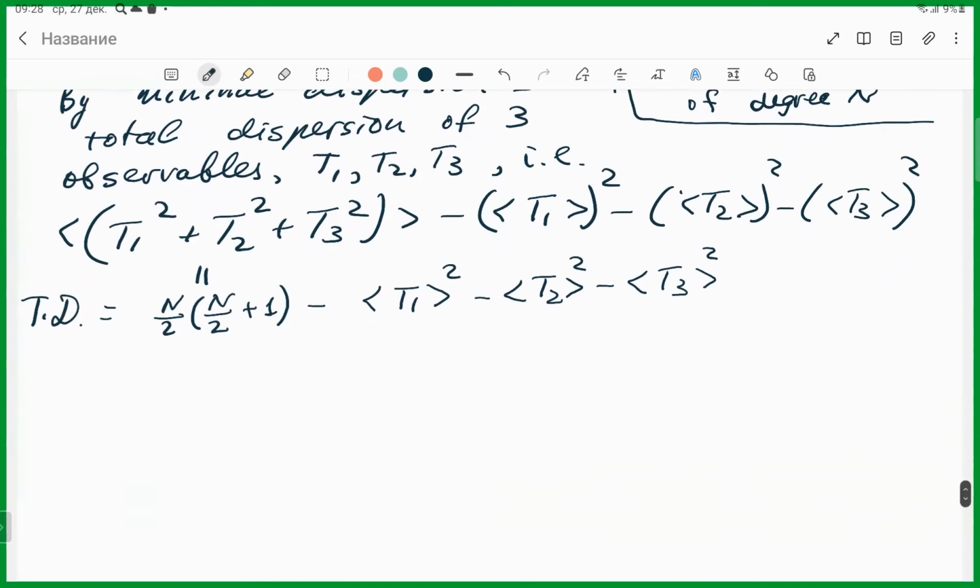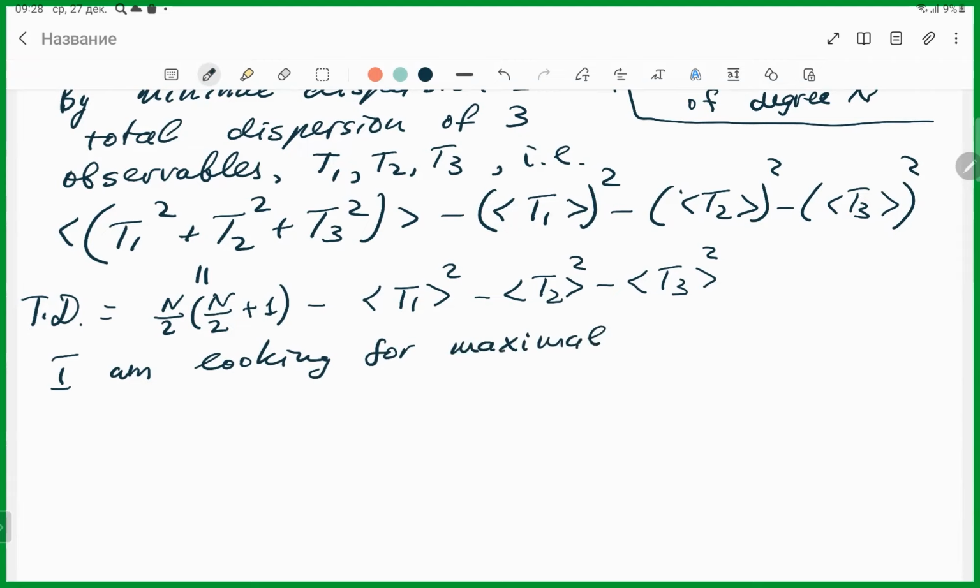So how can I reach it? I am looking for the maximal sum of squares of averages.